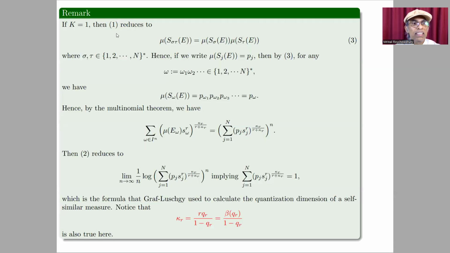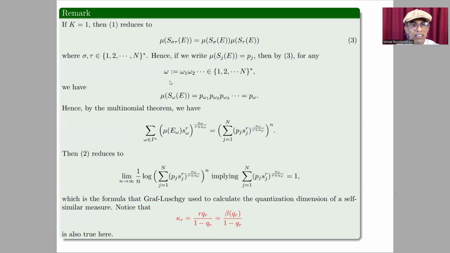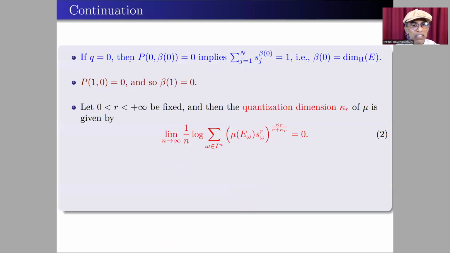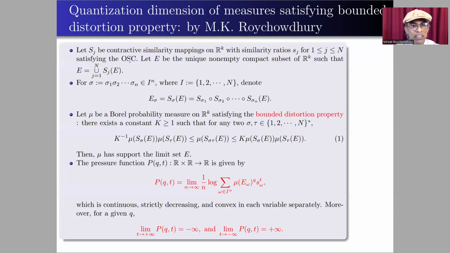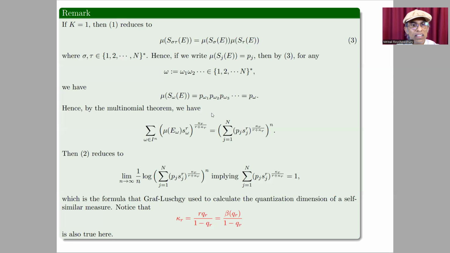Now from this result, we are going to deduce the Graf-Luschgy result. How? If k equal to 1, put k equal to 1 here in (1). Then all these expressions are equal to each other. That means we get mu(S_sigma tau(E)) equal to mu(S_sigma(E)) mu(S_tau(E)), where sigma, tau belong to this set of words.